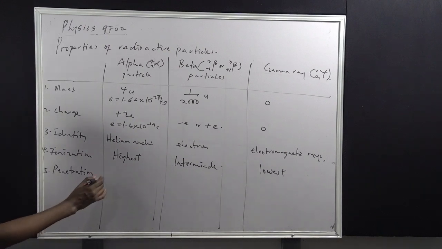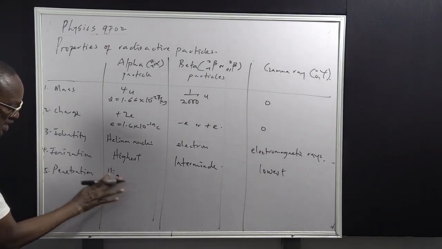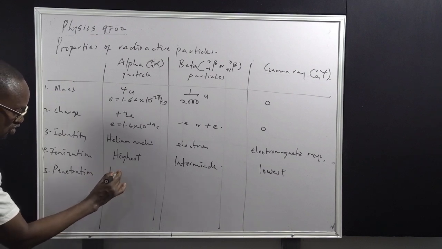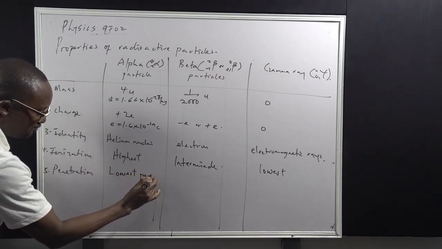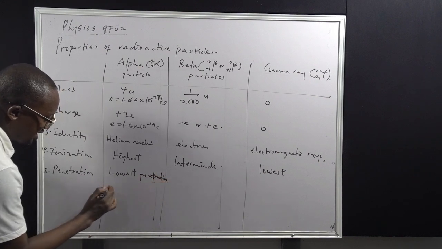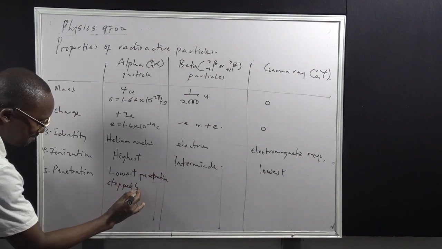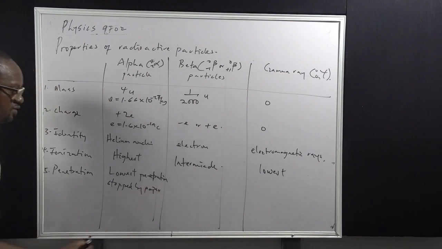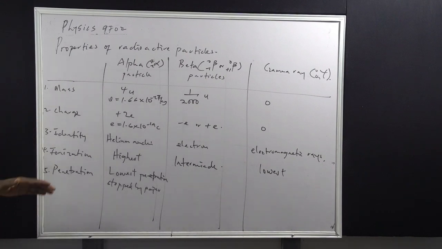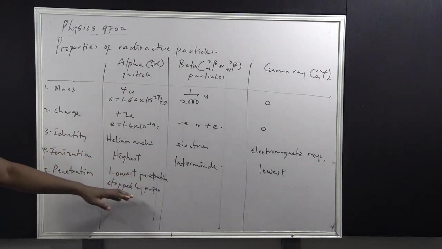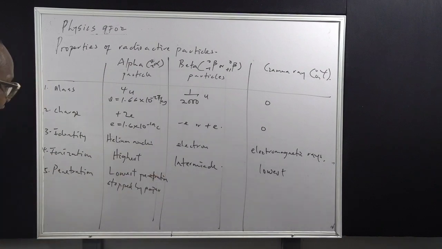Then we talk about penetration, degree of penetration. Alpha particle shows the lowest penetration. Hence, it can be stopped by paper. So it travels few centimeters in air. Why does it show the lowest penetration? Because it shows the highest ionization. So as the alpha particle causes air molecules to become ionized, it loses its energy, and therefore its kinetic energy reduces, so it can travel only few centimeters in air.